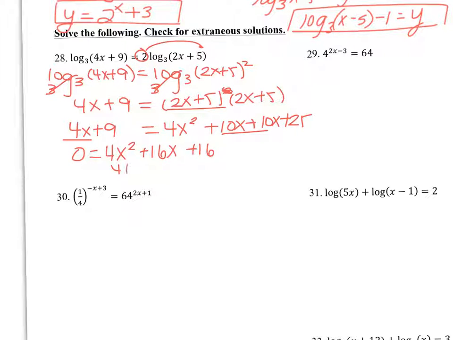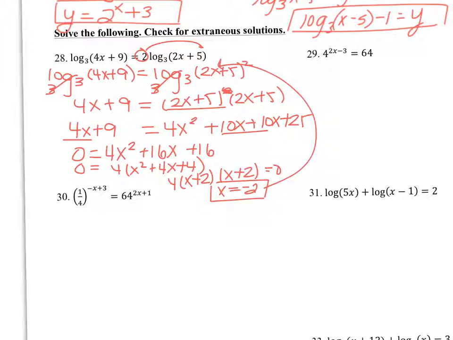So if you take out a 4, now I'm left with x plus 2 and x plus 2. So x equals negative 2. And when you see a negative number with logs, you instantly think it's an extraneous solution, but go back and plug it in. 2 times negative 2 is negative 4. Negative 4 plus 5 is 1, so that still works because my log is still positive. If I plug it into that one, 4 times negative 2 is negative 8. Negative 8 plus 9 is also 1, so it's not an extraneous solution.